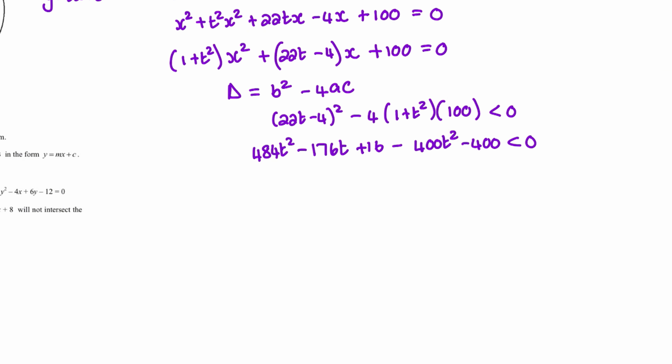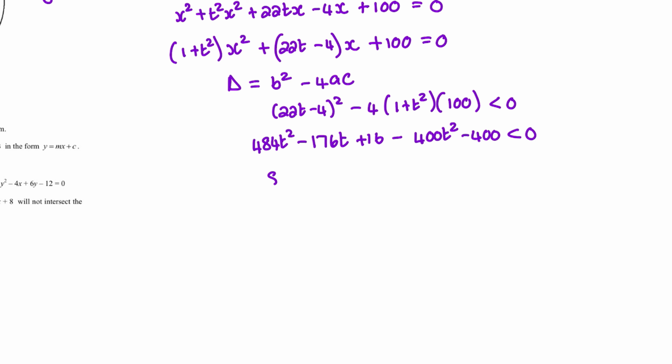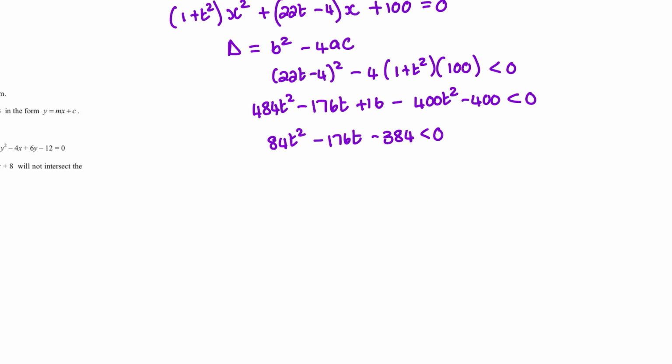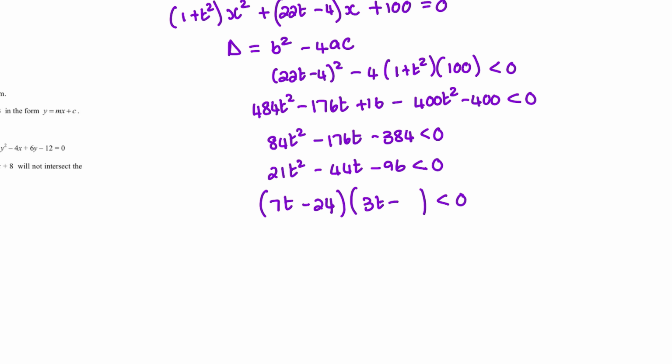And if I add like terms, I have 84t squared minus 176t minus 384 is smaller than 0. And I notice I can divide everywhere by 4. So I have 21t squared minus 44t minus 96 is smaller than 0. And now, if you want to, you can use your calculator to find the critical values. So it will be 7t minus 24 and 3t plus 4. So those are the factors if you factorize that trinomial.